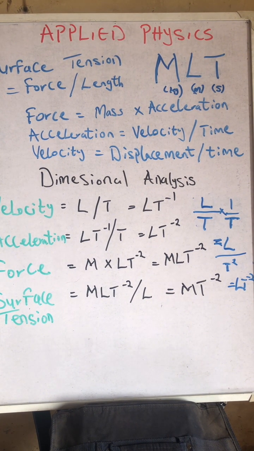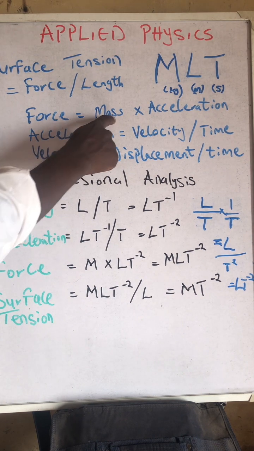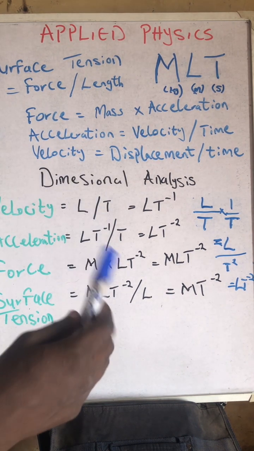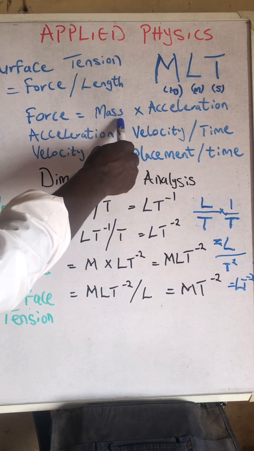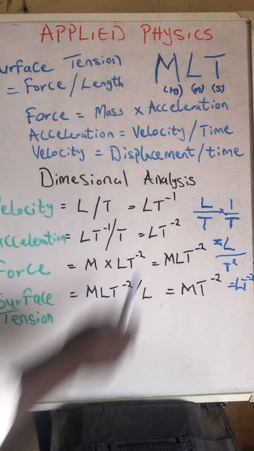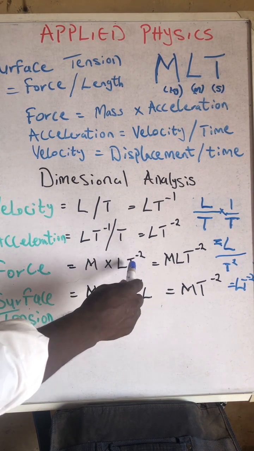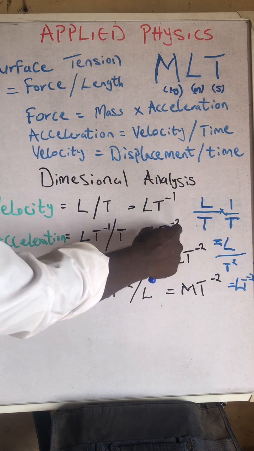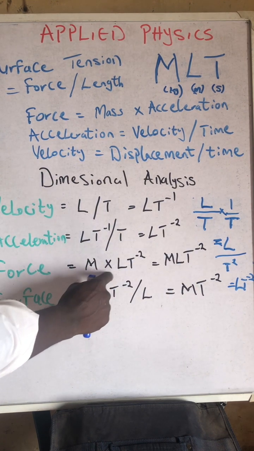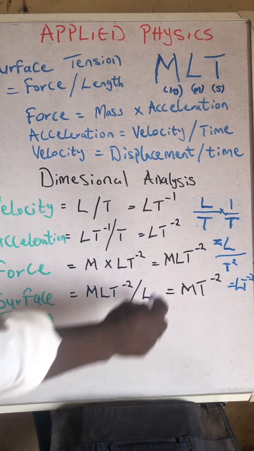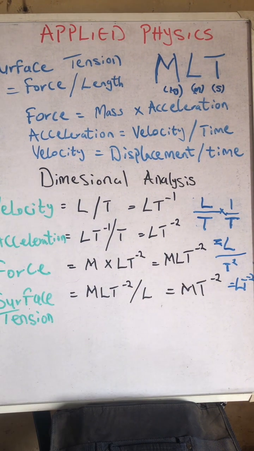So that is how I got this. So now, force. Force is measured as what? Mass times acceleration. And remember, the unit for mass is what? Kilogram. And kilogram here is represented as M. So that's why I have M here, which is mass times acceleration. Acceleration is LT raised to the power minus 2. So this is M times LT raised to the power minus 2, which is equal to MLT raised to the power minus 2.